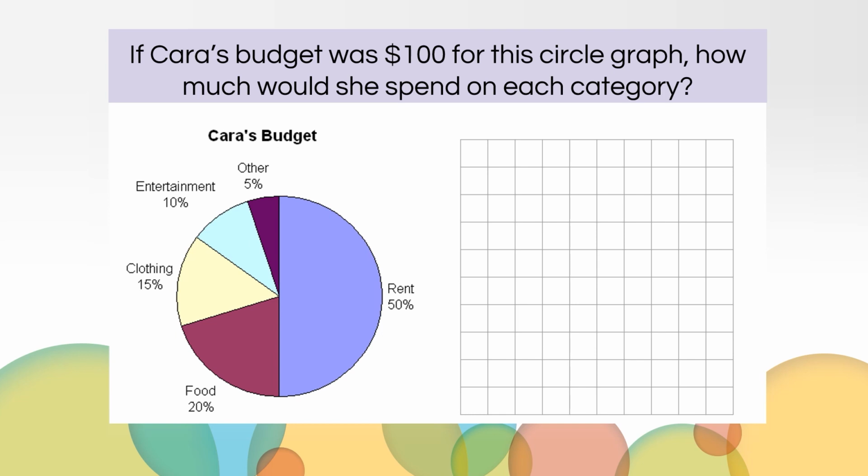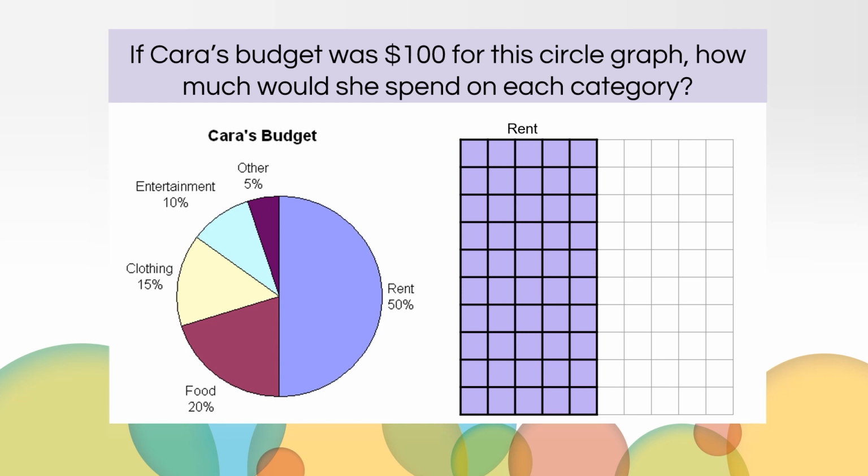We can also see that 10 out of the 100 squares represents entertainment, and 15 out of the 100 squares represents clothing. The remaining 20 squares represents the 20% of Kara's budget that she spends on food.